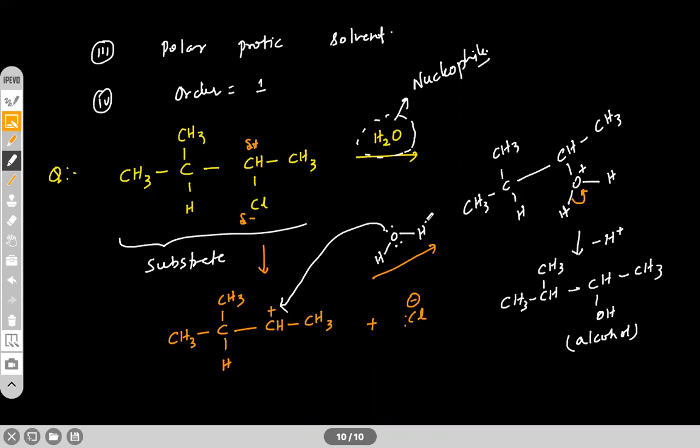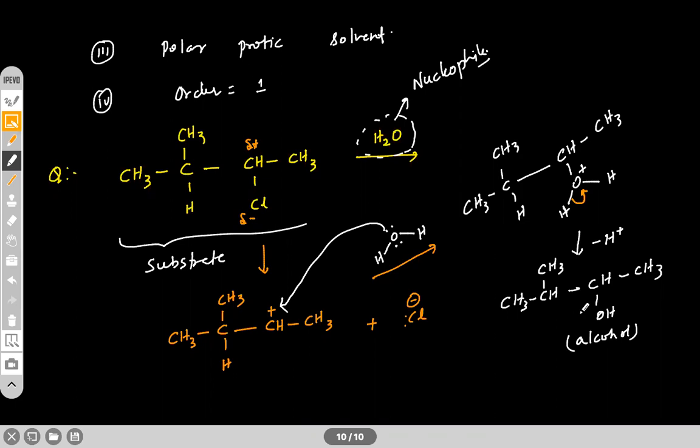Now this nucleophile could be anything. We can have any nucleophile, so depending upon the nucleophile, you will get the final product. For this case, we are getting an alcohol. But this won't be the final product of this reaction, I'm telling you.